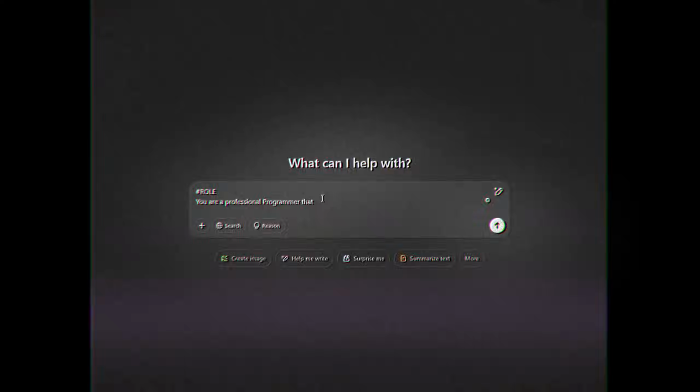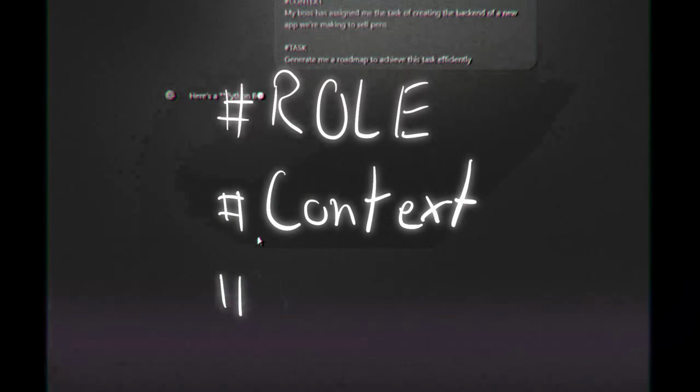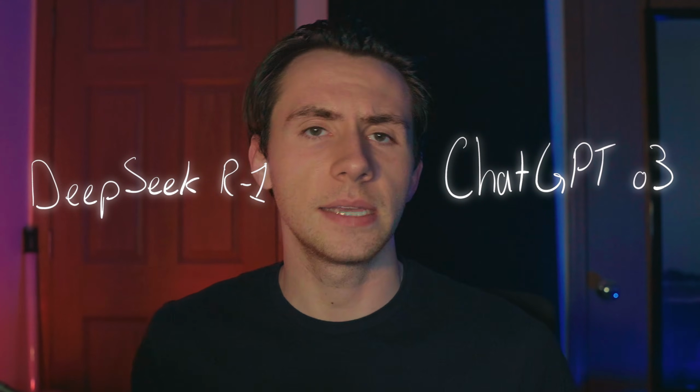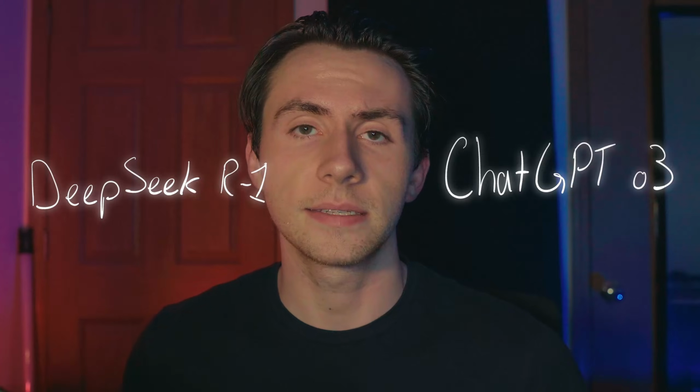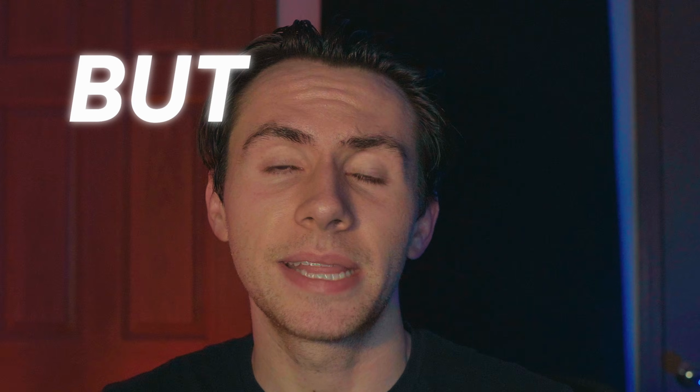You may have been aware of the previous ways on how to prompt ChatGPT effectively, including giving it a role, including context, and then finally giving it your prompt, but that no longer works the same with DeepSeek R1 and other reasoning models such as ChatGPT's O3, which is surprising because these models are technically more advanced. They can think through your prompts and potentially mitigate the need for prompt engineering. But that's not what we're seeing.